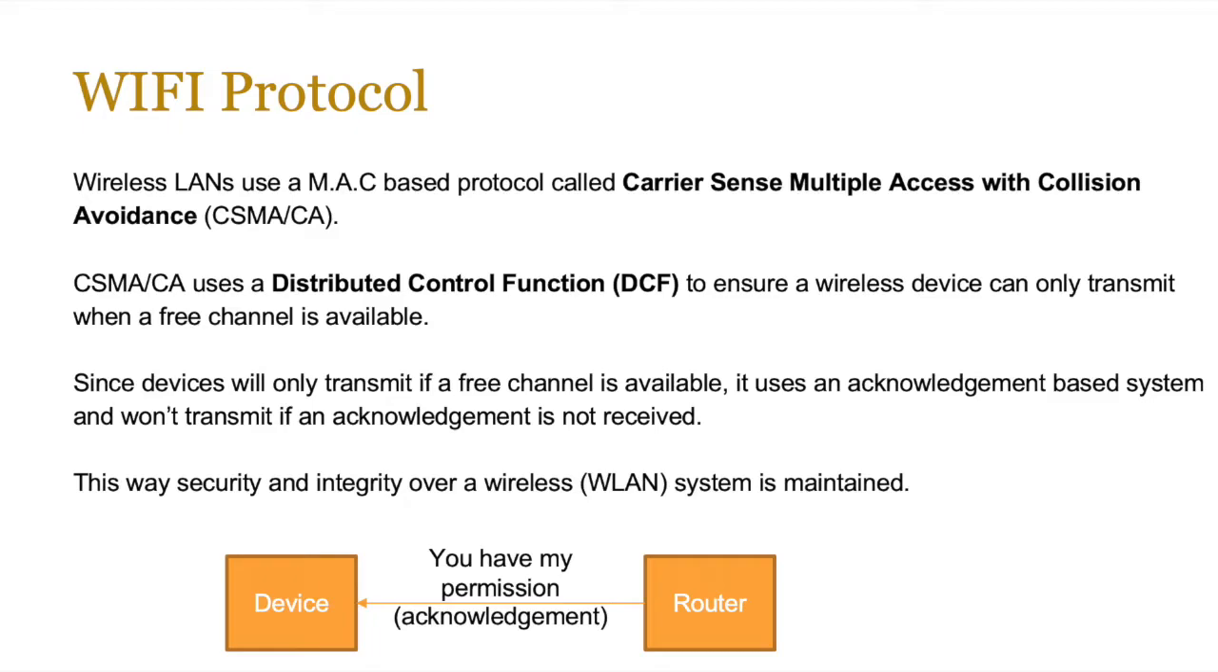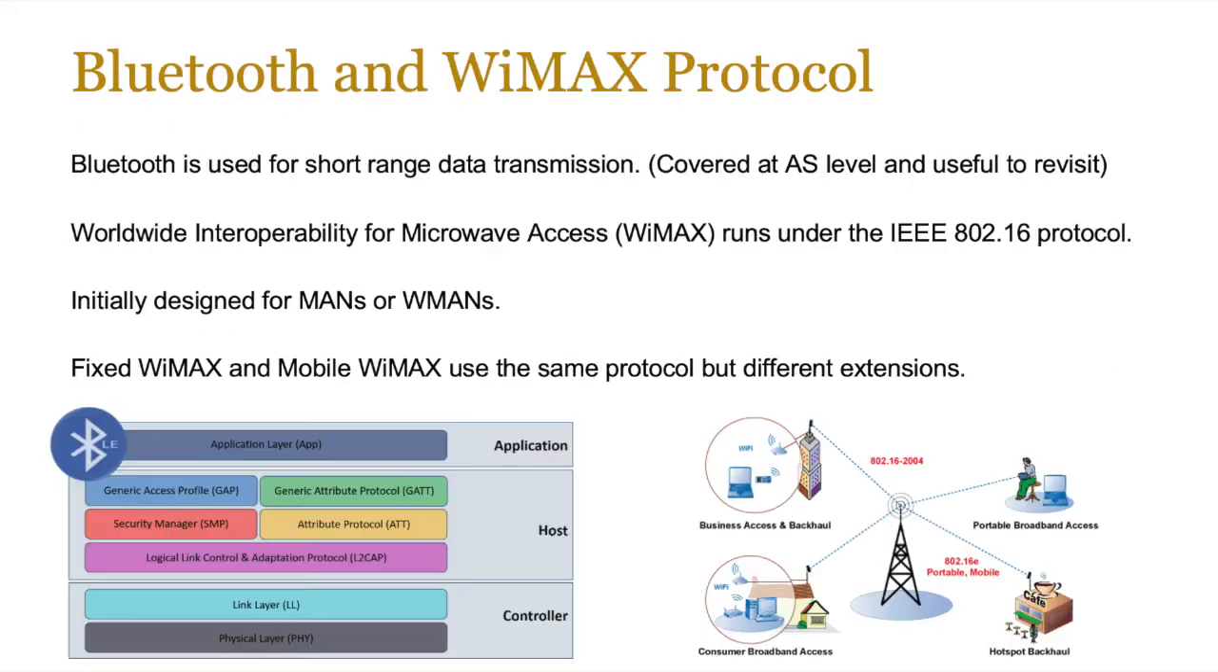Normally it's known in the wild as the IEEE 802.11 protocol, and if you just look at your Wi-Fi settings, chances are you'll probably see this referred to as 802.11 or something similar to that. The other protocols you need to be aware of are Bluetooth and the WiMAX protocol. Bluetooth we covered in a lot of depth at AS level, and it might be useful for you to revisit. It's used for short-range data transmission.